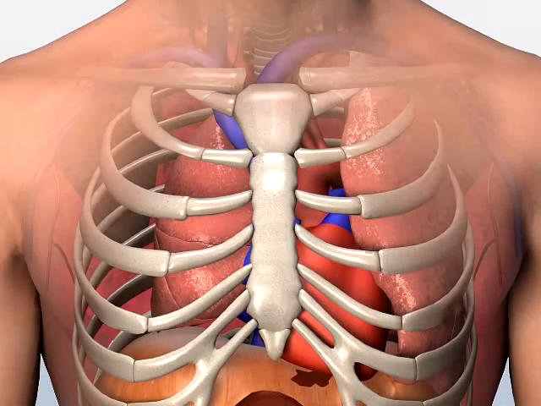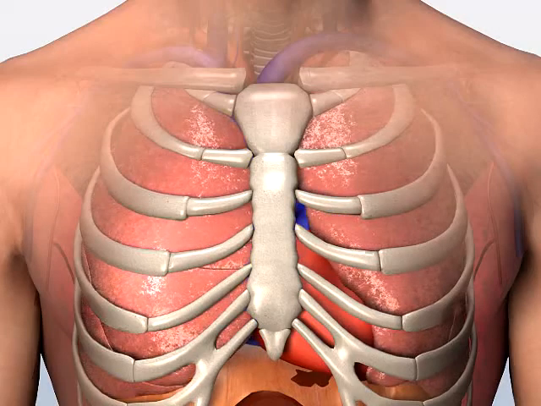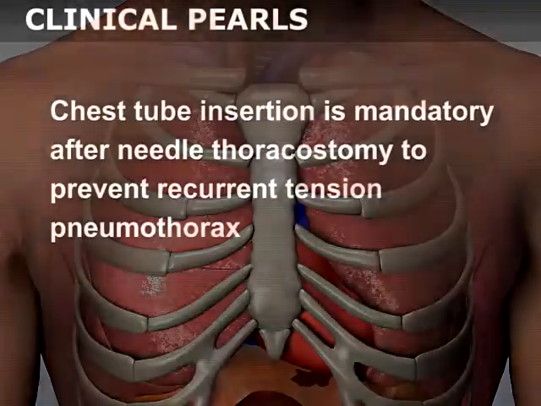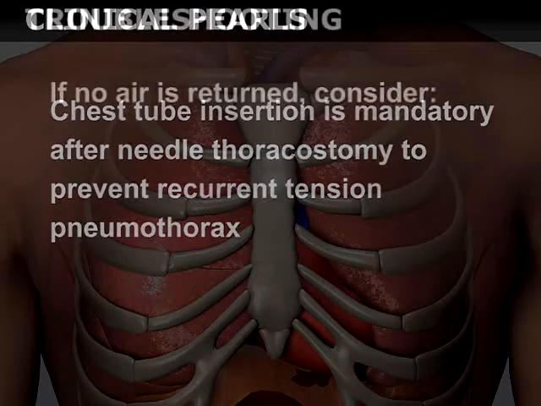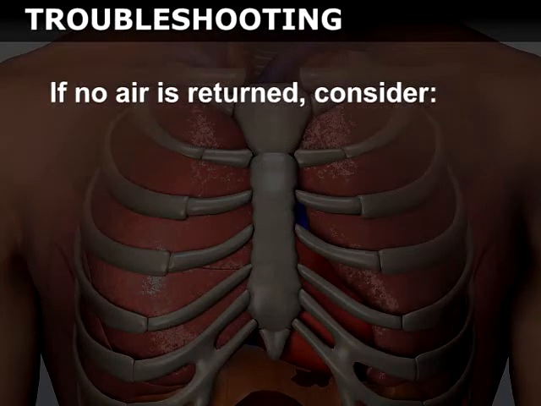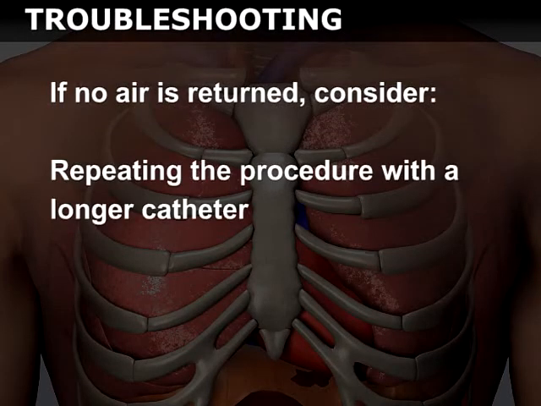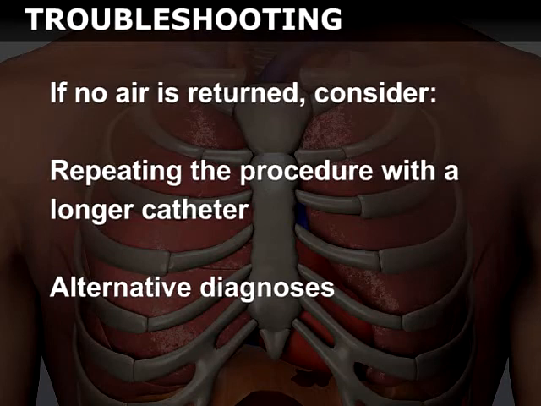Successful needle thoracostomy will transform a tension pneumothorax into a simple one. Subsequent chest tube insertion is mandatory to prevent recurrent tension pneumothorax. If a return of air is not achieved, consider repeating the procedure with a longer catheter, especially if the midclavicular approach was used. Alternatively, a tension pneumothorax may not have been present, and you should consider alternative diagnoses.